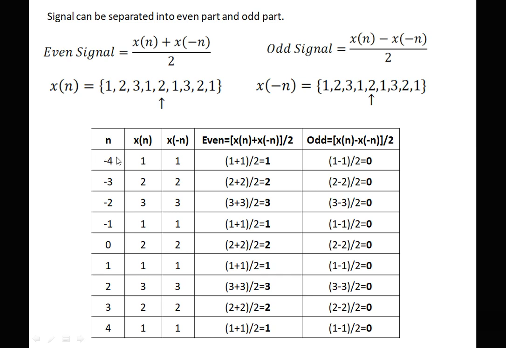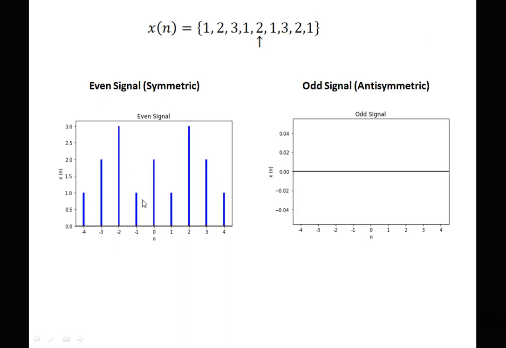For example, first n is minus 4, so here it is 1 and here it is also 1. Now when we calculate the even and odd parts, I think there is no need to explain how to calculate once you get the values. It is simple, nothing but the average: this is the addition average and this is the subtraction average. We can easily see that all the odd components are 0, meaning this signal is purely even. When we plot this signal, we get the components like this. This is even and this is odd. As it is purely even, the odd component is 0.